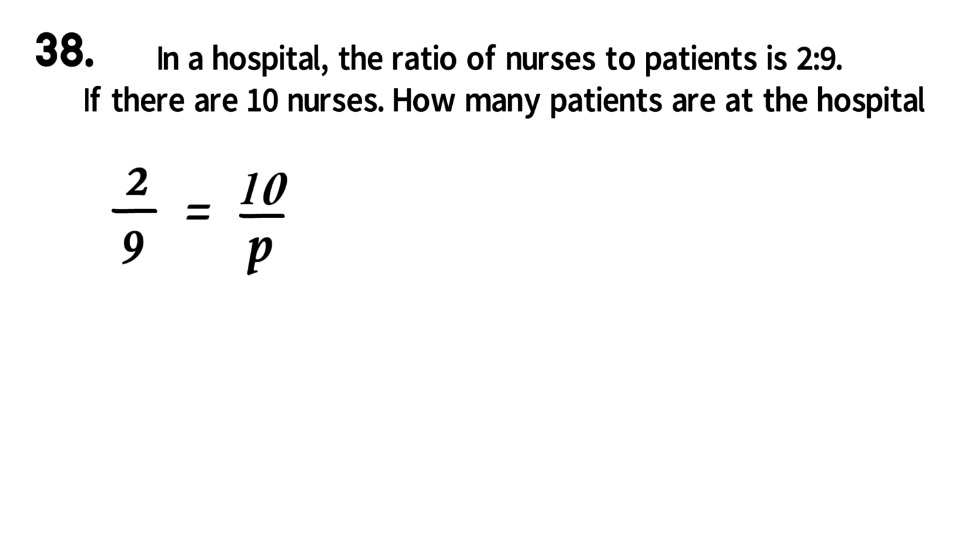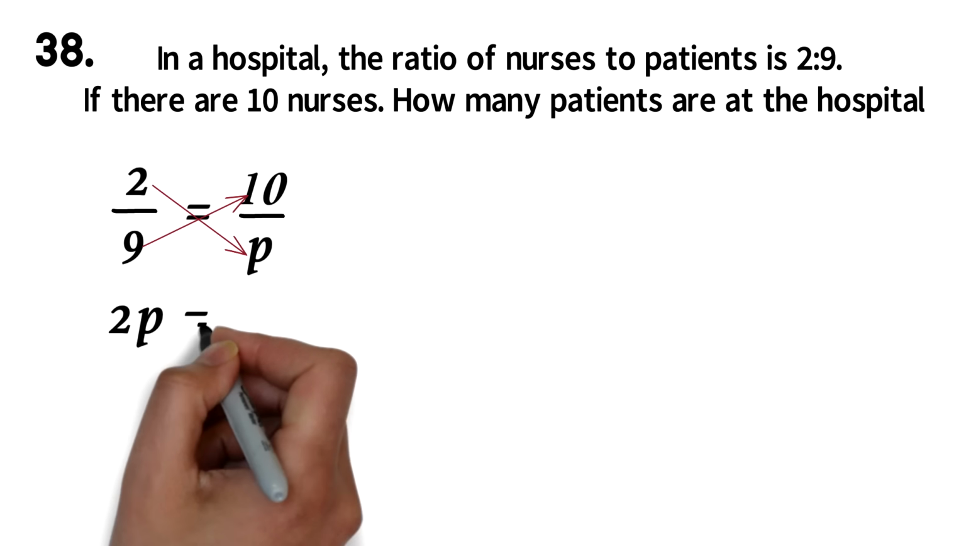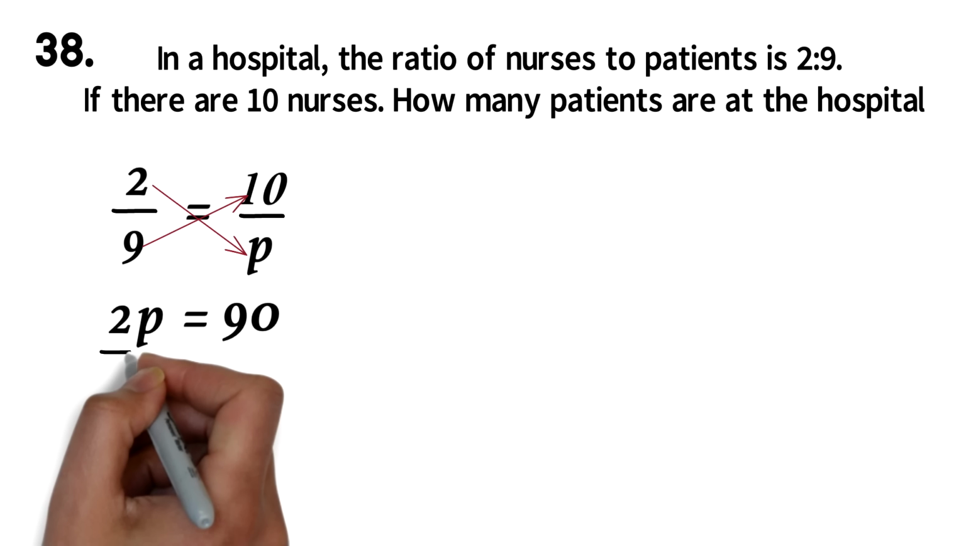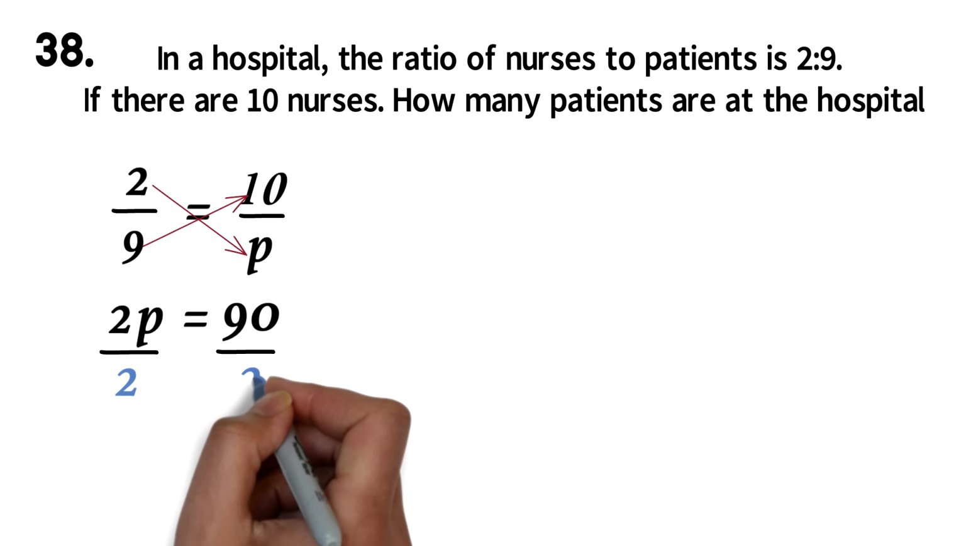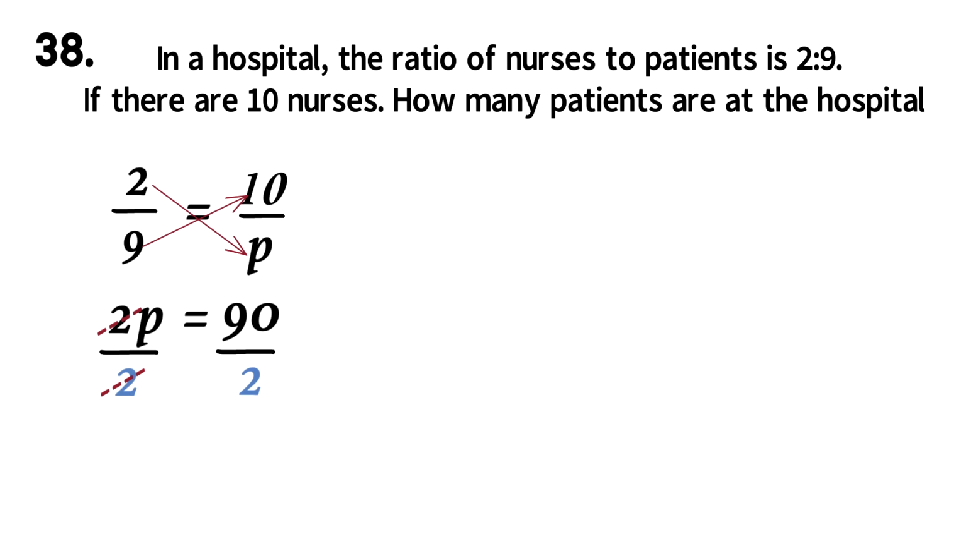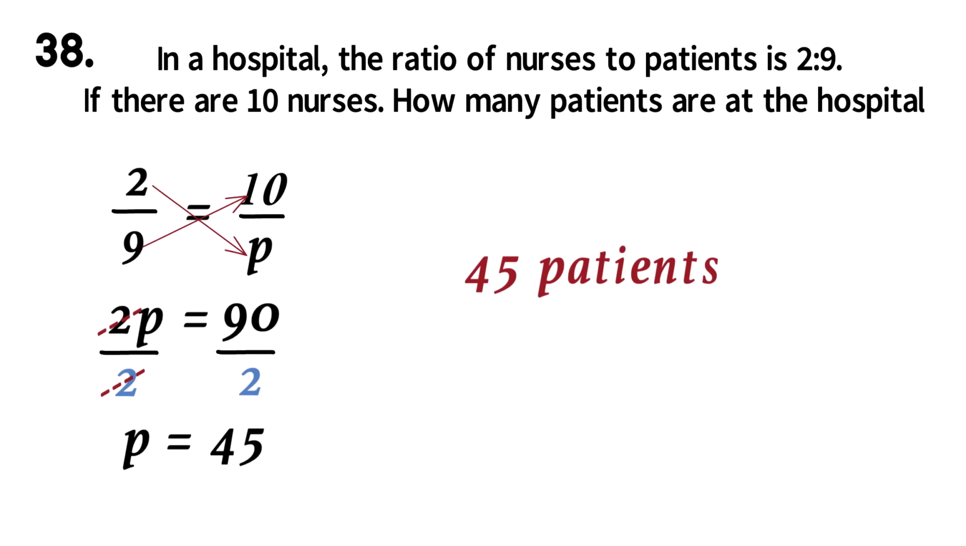We can now solve for p. First, cross multiply. So we will have 2p equals 9 times 10, which is 90. We divide both sides by 2. The 2 will cancel out. 90 divided by 2 is 45. So there are 45 patients in the hospital.